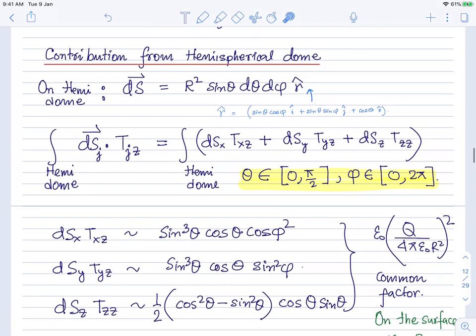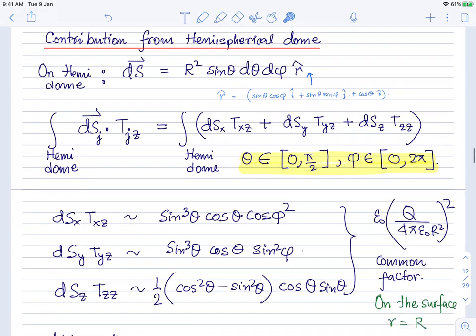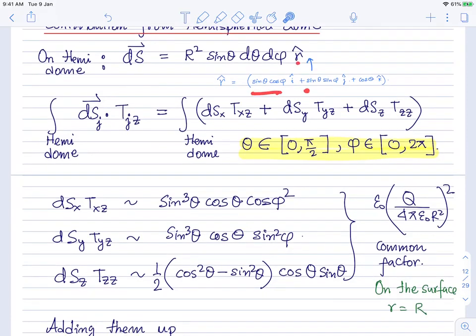Now all we have to do is take the x component of this area element, y component, and z component, and multiply them with the corresponding components of the Maxwell stress tensor, and we'll get the answer. You have to be slightly careful because there is an r hat here. The r hat has non-trivial x, y, and z components in terms of theta and phi, in spherical polar coordinates, which you must take into account.